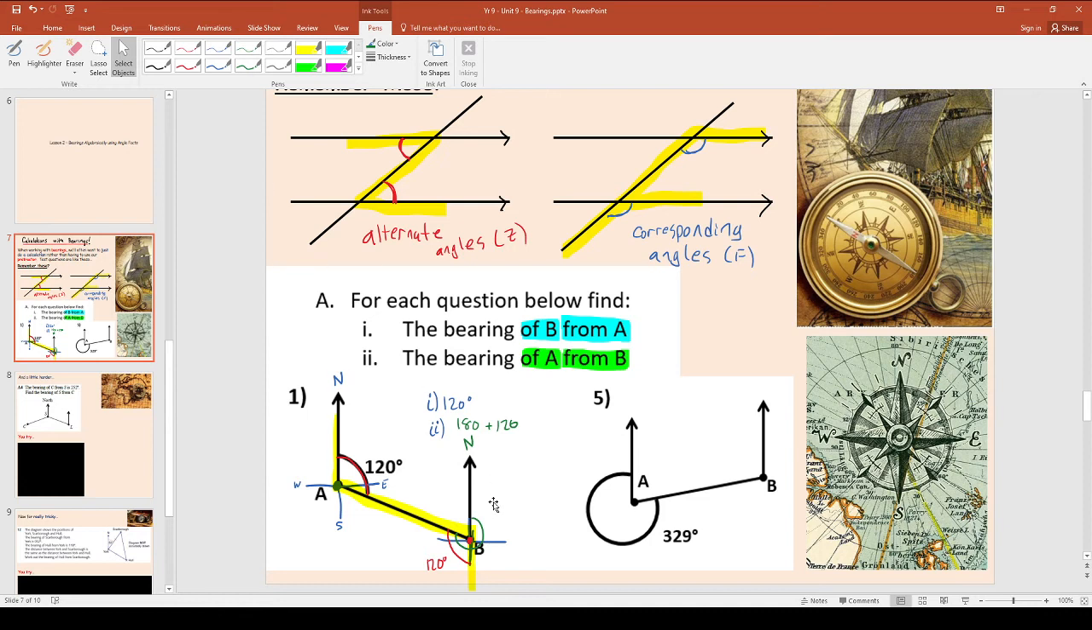So I'll show you, I'll make my mouse bigger so you can see it. 180, because that's from here to south, that's 180, and then the 120 more, which you just determined was 120 because of alternate angles. So altogether, our bearing is going to be 180 plus 120, so 300 degrees like a boss. Cool. So, a little tricky, but not too bad.